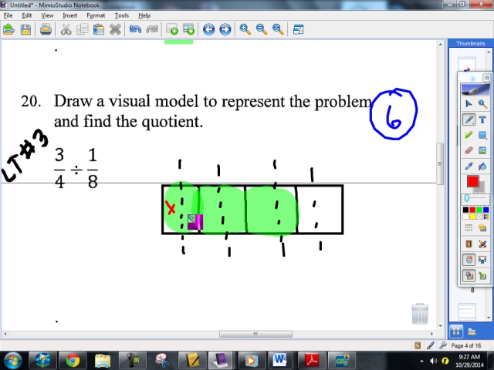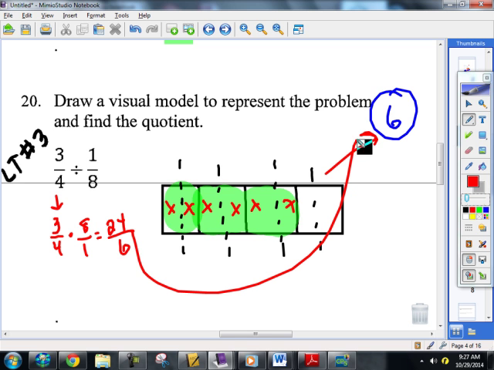That's one group. There's an 1/8. Another 1/8. Another 1/8. How many groups of 1/8 do I have? I have 6 groups. So the dividend stays the same. Multiply by the divisor's reciprocal. 24 over 4 equals 6.